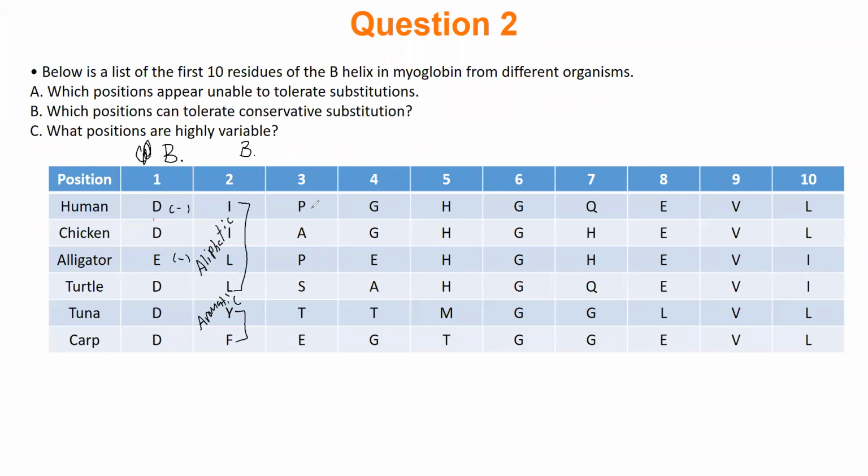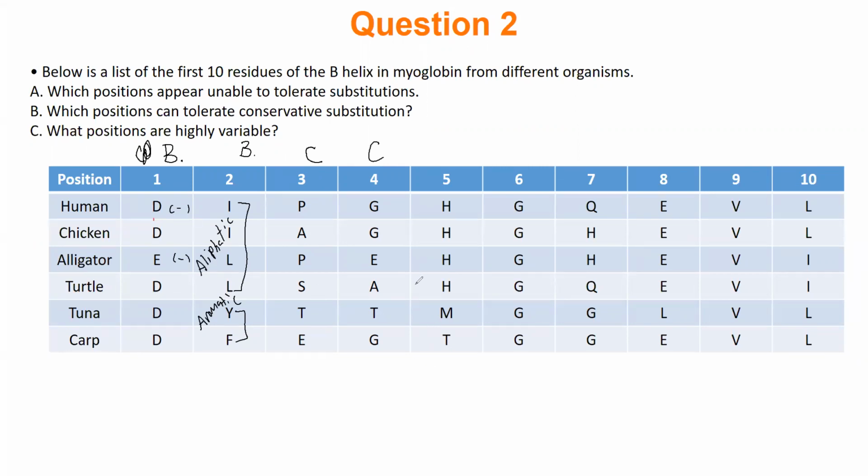3, this one is definitely highly variable. You have polar amino acids, you have a charged amino acid, you have non-polar amino acids. So we're all over the place here. So that would be highly variable. 4 is also highly variable. G's, E, A, T, it doesn't matter what's there. Anything can go there.